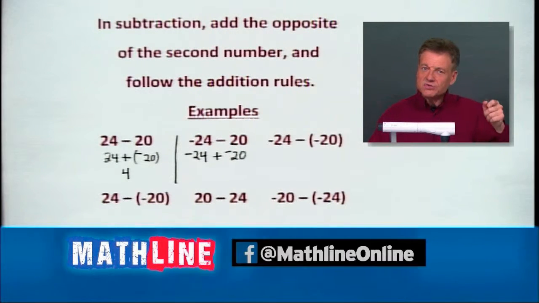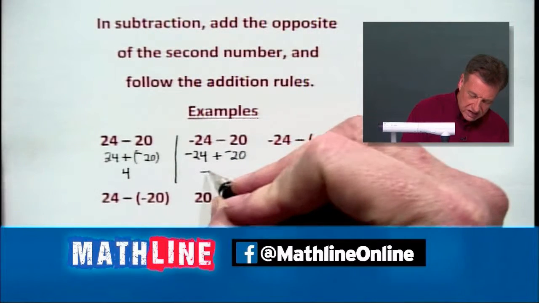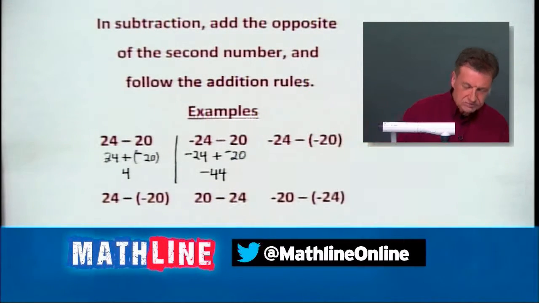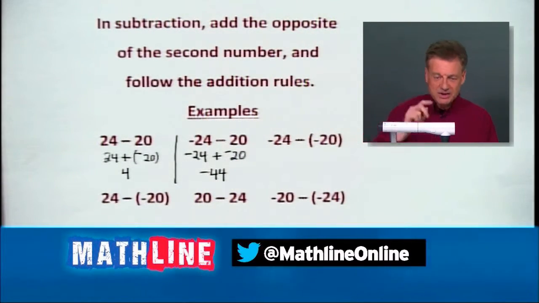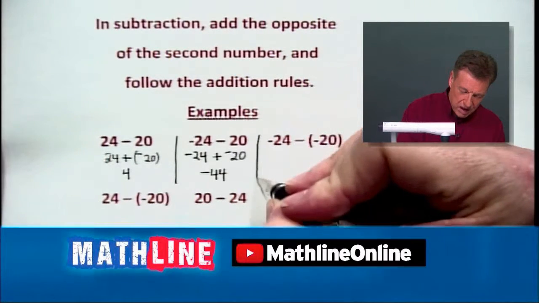And guess what? We keep the sign, right? Everybody got that. So we're at negative 44. Straightforward, straight up and down. All right, let's go to our next little problem.